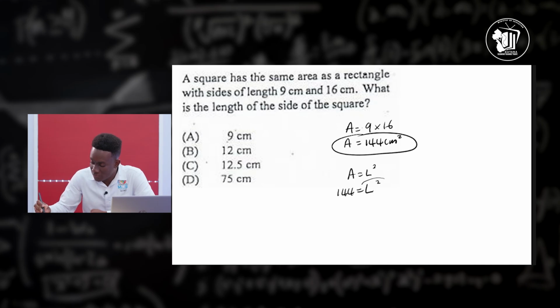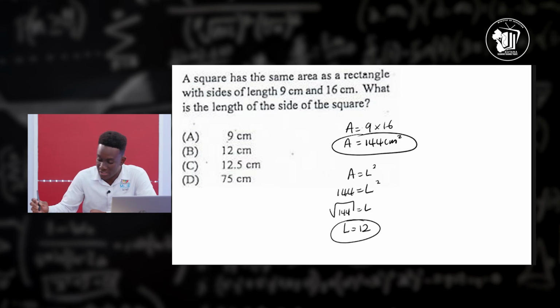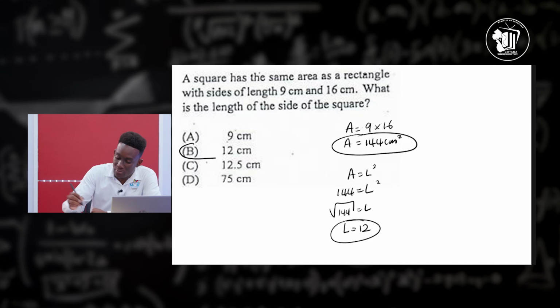All we need to do now is find the square root. We take over the square to be square root. So the square root of 144 is equal to L. So when we square root 144, we should get 12. So the length of the side of the square is 12 cm, which is B.